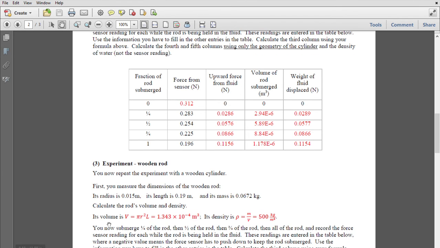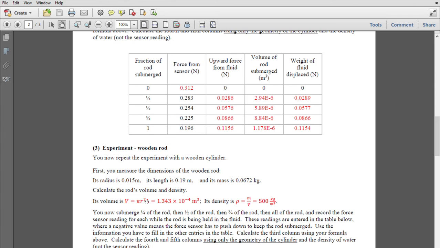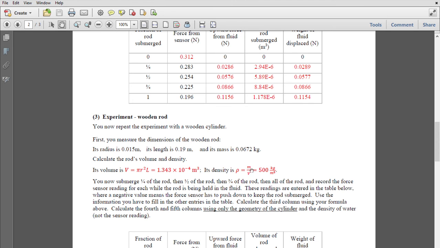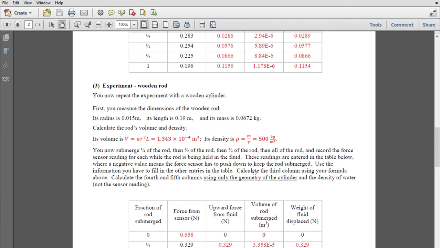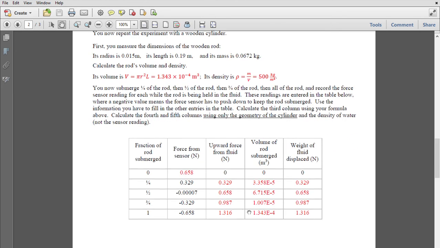We're doing the same experiment here, but with a different density substance. This is with a wooden rod or wooden cylinder. And again, we're given its radius, length, and mass that presumably we've measured in the lab normally. And then we're going to calculate its volume and density. And so that we did the same way as before, pi r squared times L. And the density is just the mass that we measured divided by this volume that we just calculated. Filling in the same things in the table down here in the same way.